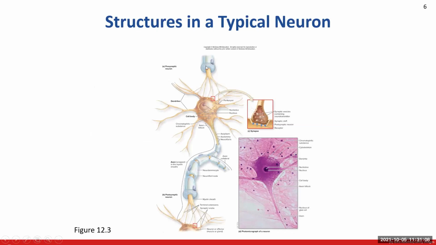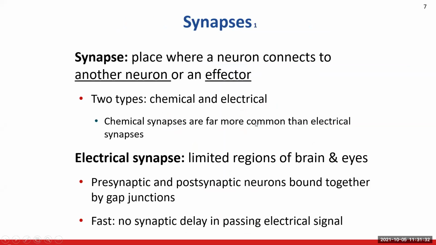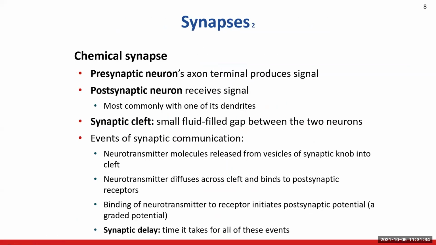Here's our presynaptic neuron. It's generated the signal, and then it transmits it down to the synaptic knob here. And then it'll transmit that signal onto the second neuron, which is our postsynaptic neuron. It's going to receive the signal. So we're going to talk about what happens here. In between our two neurons, we have a gap, and it's a fluid-filled gap. We call that the synaptic cleft.